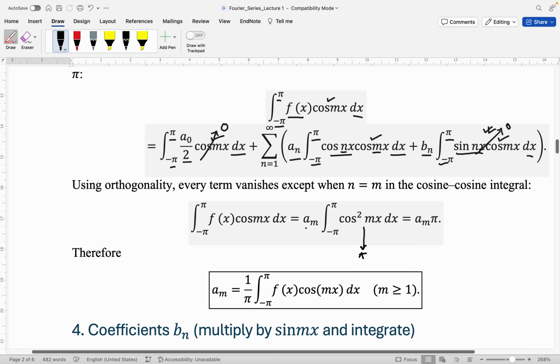So that means this term is am into pi. This side it is am into pi, this side is this integration. I need am, so I will just divide it by pi, integrate from minus pi to plus pi, fx cos mx dx. That's it. That's how I find out the value of am. And please remember, m cannot be equal to 0, m is not equal to 0, m is either equal to 1 or m is greater than 1.